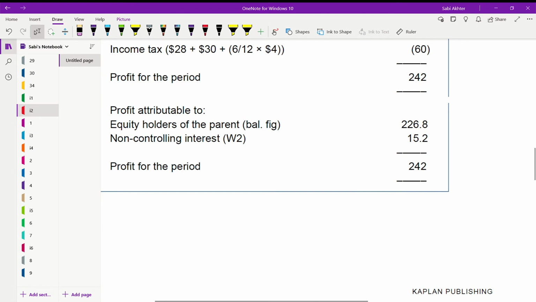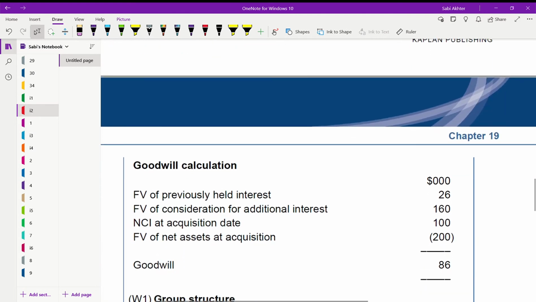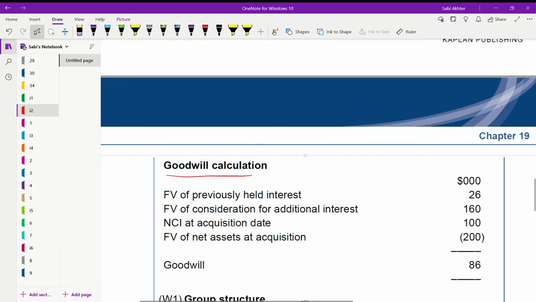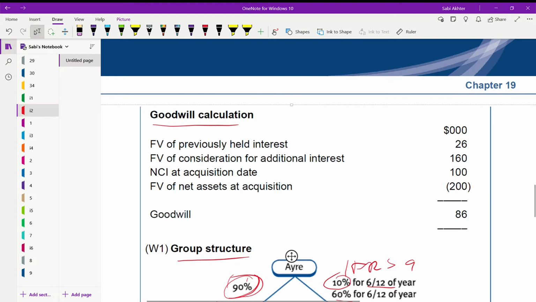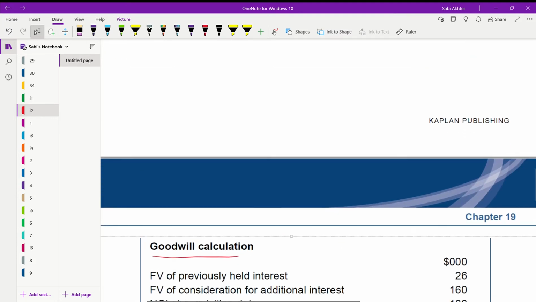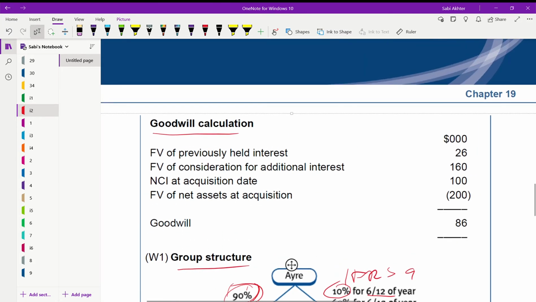And they asked you for the goodwill calculation separately, so there's a separate calculation. This does not come under the working because they have told you in the requirement to calculate goodwill. Whenever they ask under the requirement, it does not come as a working. You write it as a main answer. This is also an answer after your statement of profit and loss. So how do you start goodwill?